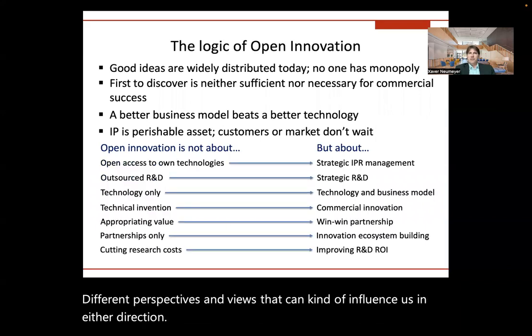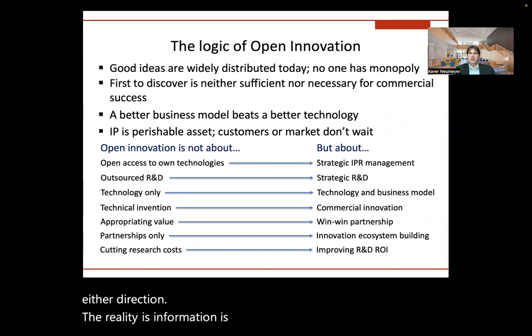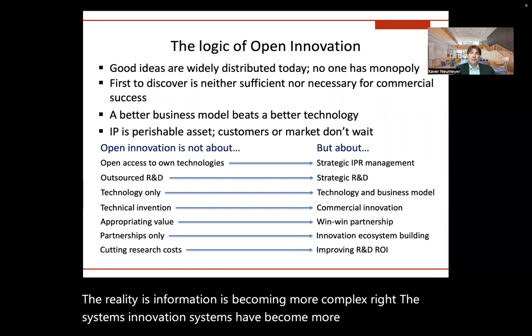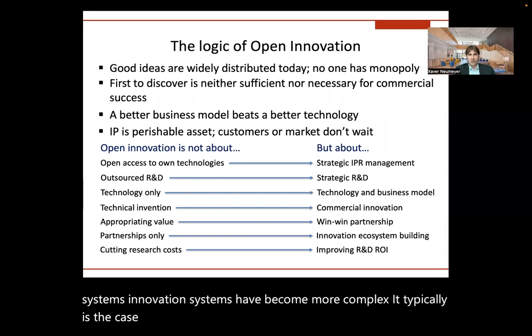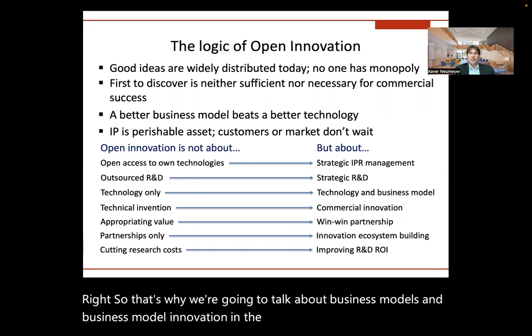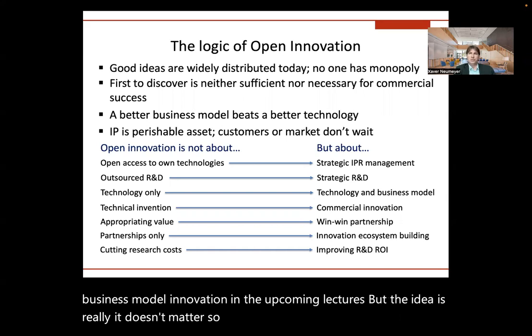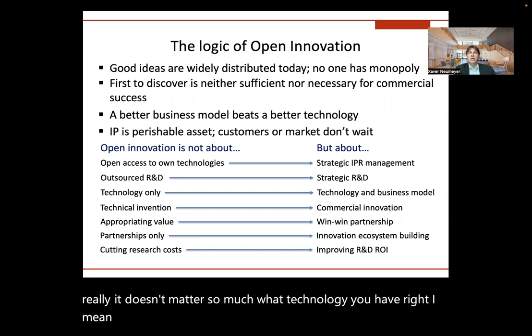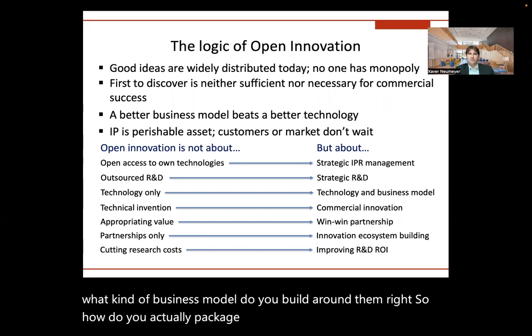Yeah, the reality is information is becoming more complex, right? The innovation systems have become more complex. It typically is the case that a better business model always beats a better technology, right? So that's why we're going to talk about business models and business model innovation in the upcoming lectures. But the idea is really, it doesn't matter so much what technology you have, right? I mean, some technologies are more disruptive or more radical. It's what kind of business model you build around them, right? So how do you actually package that technology to bring it to the marketplace?